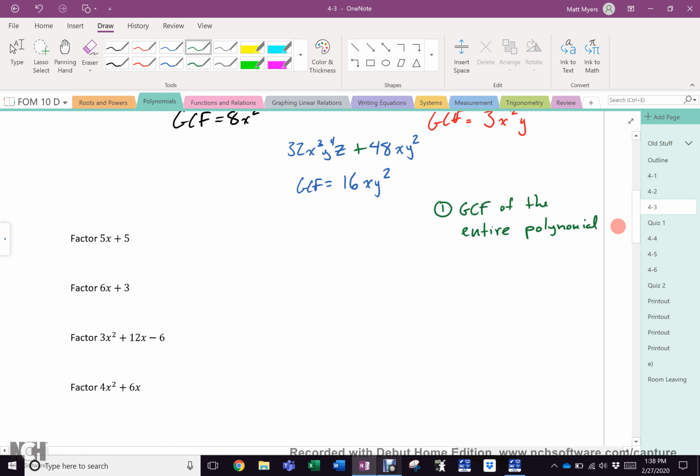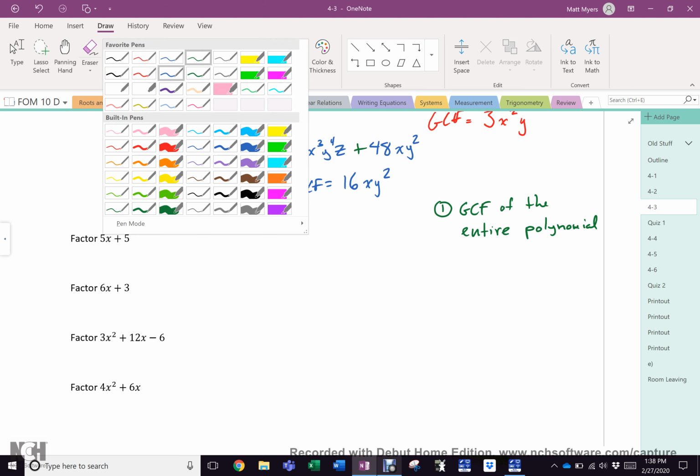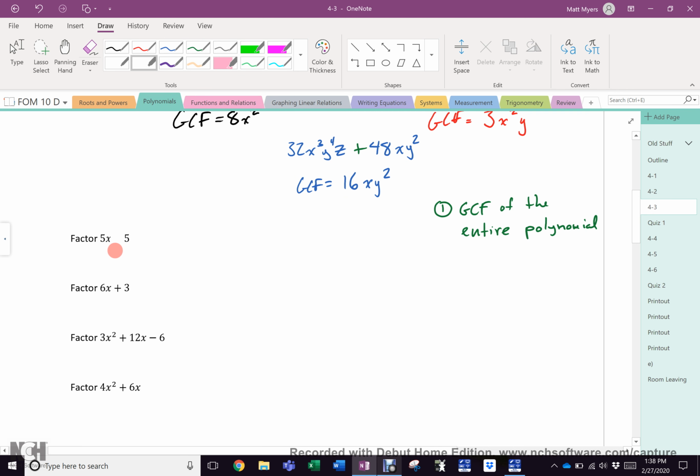That's all we're doing. So if I asked you like 5 lessons ago to tell me the GCF of 5x and 5, what is it? 5. So step 1, we find the GCF. I want you to do that for the next 3 by yourself. Don't say it out loud, just write them down.